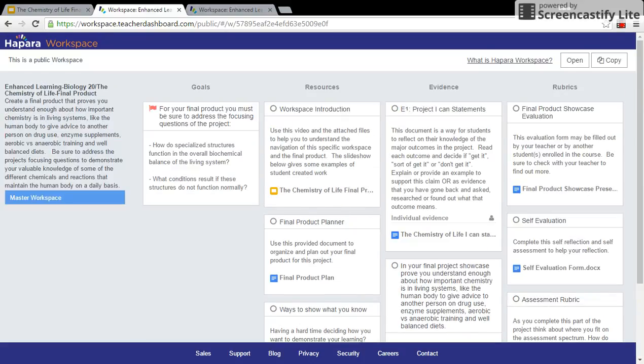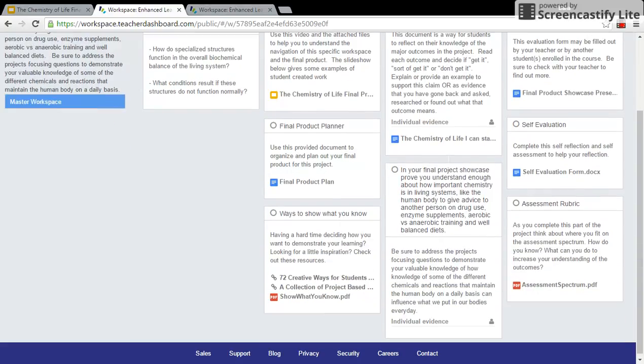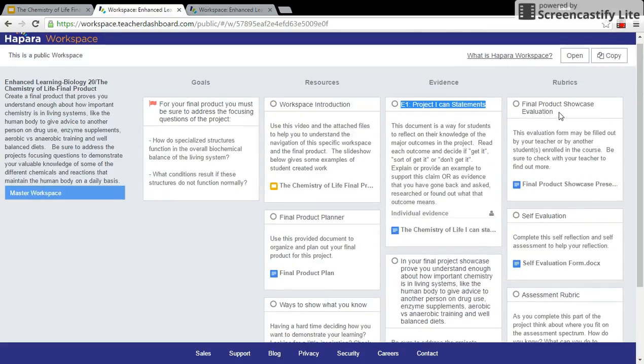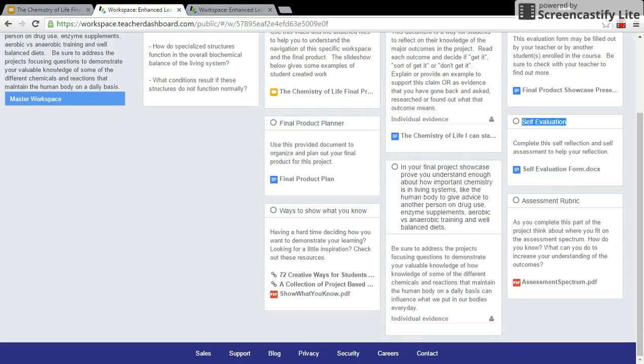Under evidence, there are those project I can statements to help make sure that you understand the three outcomes from this project, whether you get it, sort of get it, don't get it. Maybe you need to go back and fix some of that knowledge. Just a review of what that final product is. Then you can see under rubrics, there's an evaluation sheet, whether you're doing it with a peer or whether your teacher's doing it with you, you need to check with them. There is a self-evaluation, that's you evaluating yourself. And then there's that assessment rubric. So where do you fit on that after you have completed this final product?